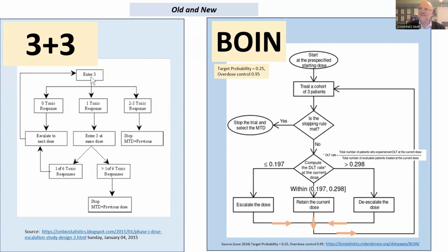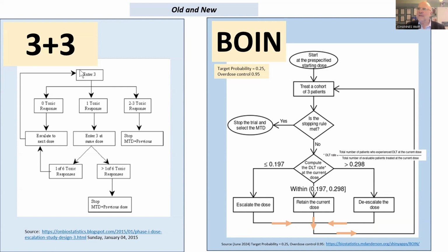And it kind of follows in style the classical 3+3 design. Let's do that one just as repetition. You enter 3 patients in a cohort. They all are treated with the same dose. And if none of those experiences a dose-limiting toxicity, then you assume that your dose is too low and you escalate to the next higher dose.